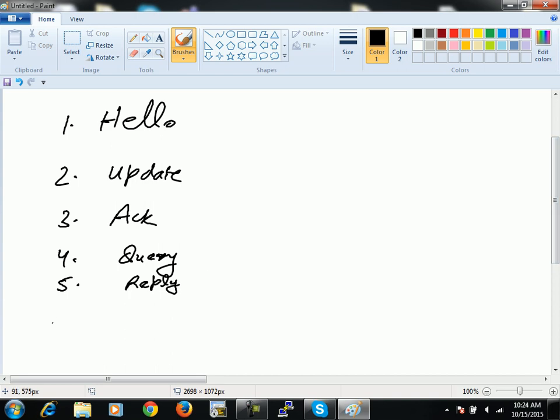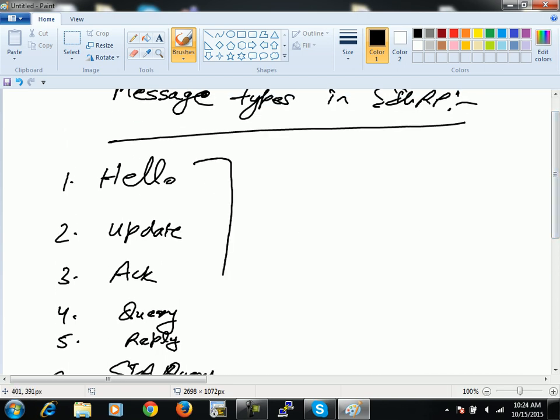Apart from that, we also have SIA query, and of course we have SIA reply. I'll let you know what the uses of SIA query and SIA reply are, but usually you will be talking about these 5 types of messages only. But if someone asks you how many maximum types of messages are available in EIGRP, then in total we have 7 types of messages available in EIGRP.